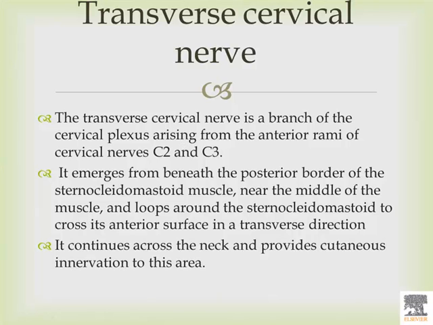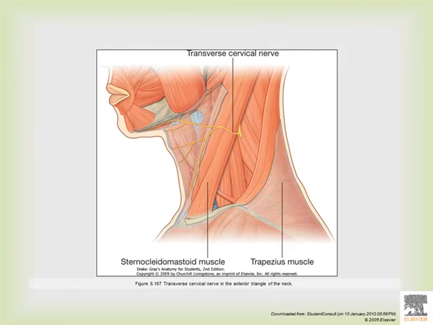Now here is again the transverse cervical nerve that will provide cutaneous innervation of the area of the anterior triangle, and here's the figure showing you the transverse cervical nerves passing in front of the SCM muscle and supplying the cutaneous innervation.